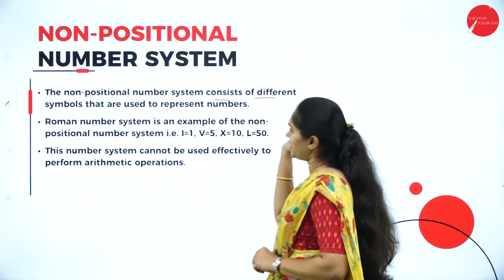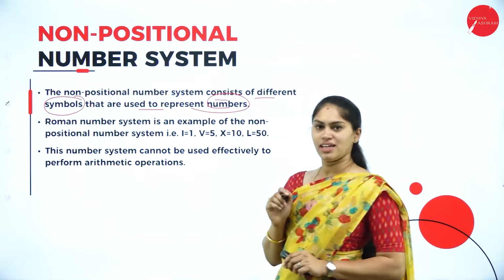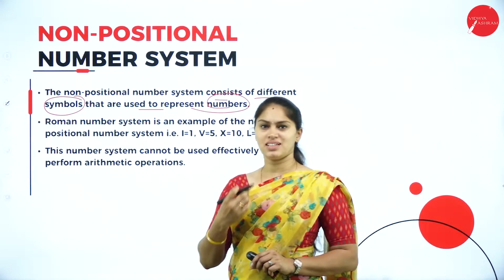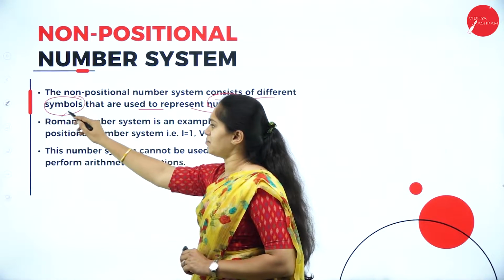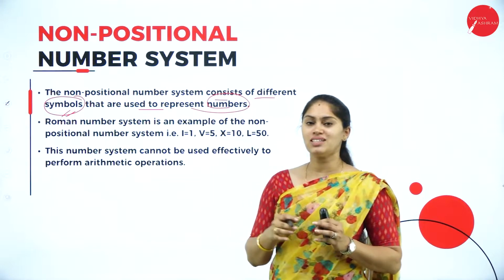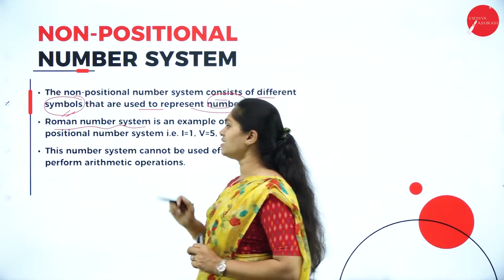It consists of different symbols that are used to represent the number. Here also one of the methodology to represent the numbers. Then how we are representing it? With the help of symbols. Then what is the example for this non-positional number system? That's of Roman number system.